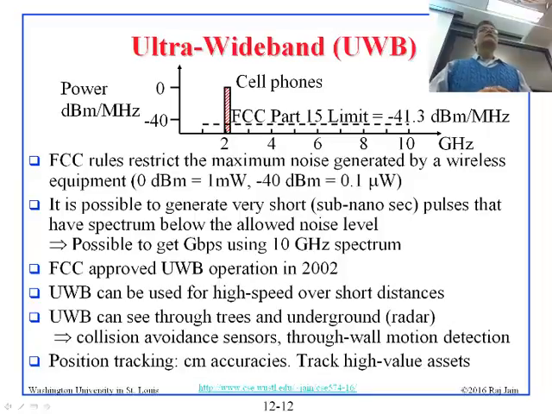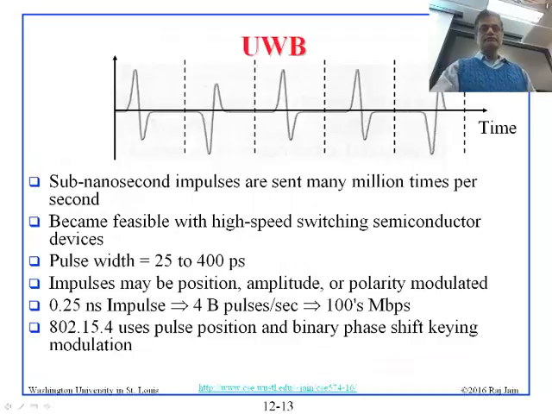Okay? So UWB is very much about position tracking, and you can measure distances up to a few millimeters and centimeters. So if you have some very high value assets, suppose you have a diamond behind this wall, you can monitor using UWB that it has not moved. But if somebody steals it, you will know. So there are many applications of this.